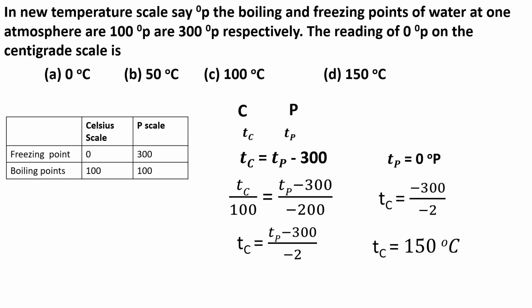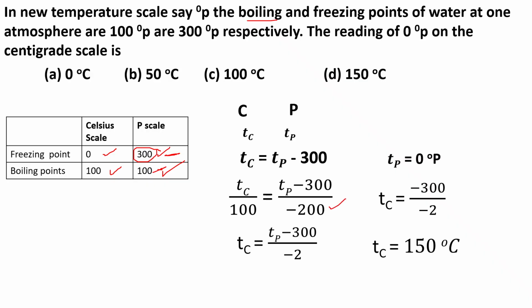The same principle we are applying here also. Here it is given the freezing point of water is 300 and the boiling point of water on the P scale is 100. And we know that the freezing point of water on the Celsius scale is 0 and the boiling point of water is 100. Then Tc equal to Tp minus 300. Then we have to divide it. Tc divided by 100 equal to Tp minus 300 divided by 100 minus 300, which is minus 200.